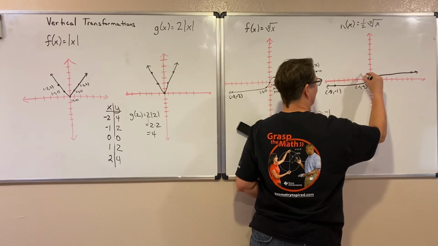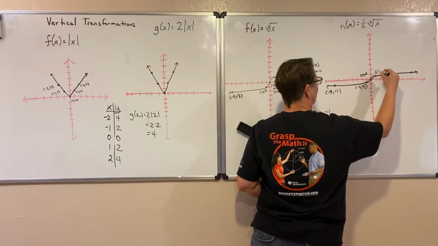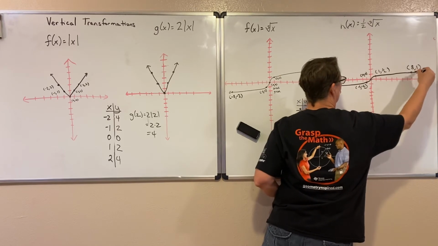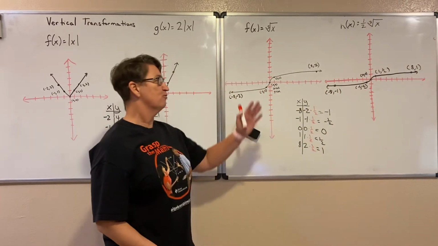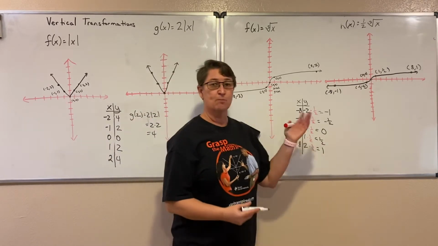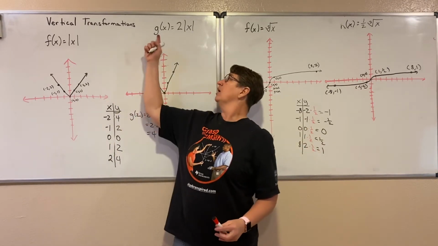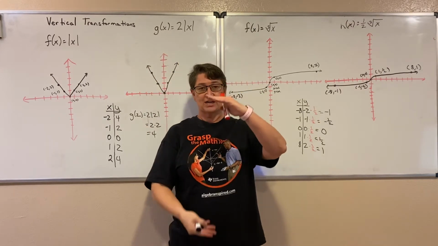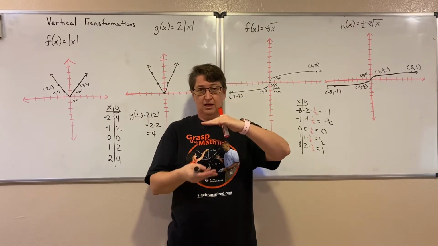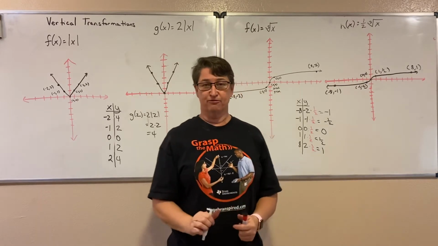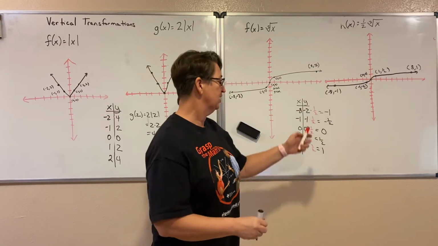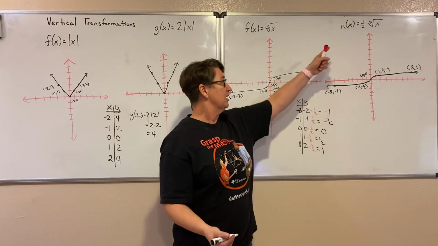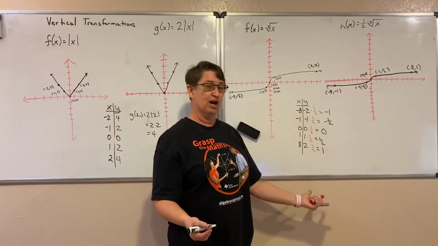-1, -1/2, 0, 0, 1, 1/2, and at 8, 1. Those are the points on our new function. So anytime we multiply our function by a number, it's just going to vertically stretch or shrink our function. And we can take the points from our parent function and just multiply our y values by whatever value is being multiplied by the function to get our new points.